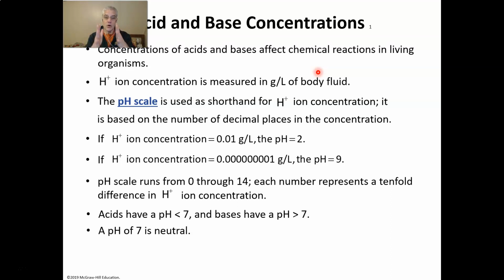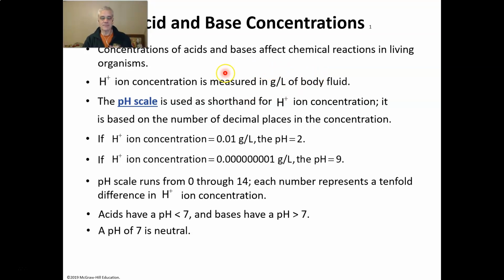So this would be called homeostasis as well. There's a homeostatic mechanism that regulates the pH of your blood, and that is the acidity or basicity of your blood from 7.35 to 7.45. That is normal. If it's outside of that, it's not normal.